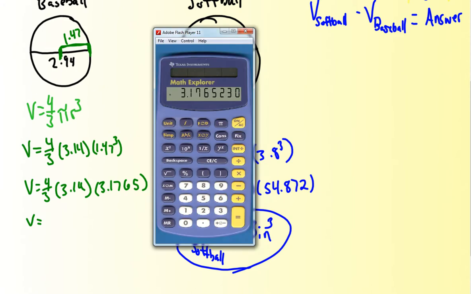And now I just multiply this out. So 4 divided by 3 is that, times by 3.14 is that, times by 3.1765 is 13.29.